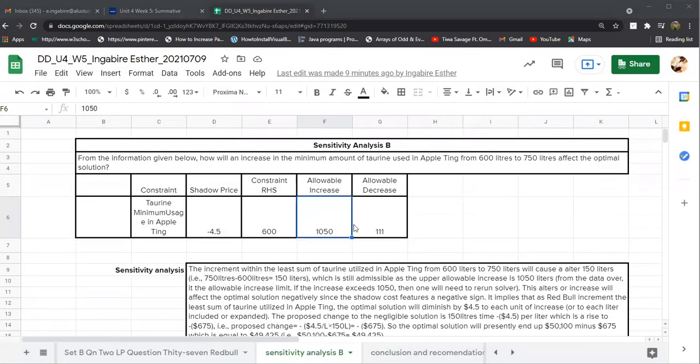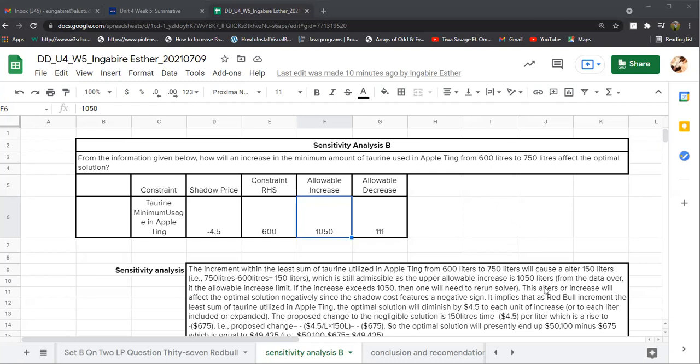Okay, so for the sensitivity analysis, they asked how an increase of the minimum amount of taurine used in apple from 600 liters to 750 liters would affect the optimal solution. We can see that the allowable increase is 1050. So if we get 750 liters minus 600 liters, we get 150 liters. If the increase were to exceed the allowable limit of 1050, one would need to rerun the solver.